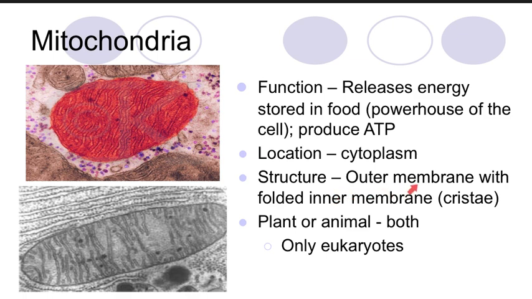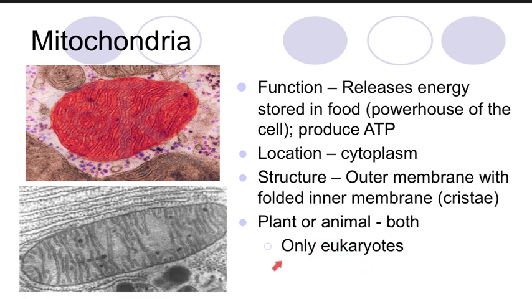Structure-wise, it is once again made out of membrane, so it's made out of phospholipids. And you can see here in the middle these folds that are called cristae. These are where the reactions actually happen. They're on these cristae. That's where the energy is being produced. These are only going to be in eukaryotes, so plant cells, animal cells.